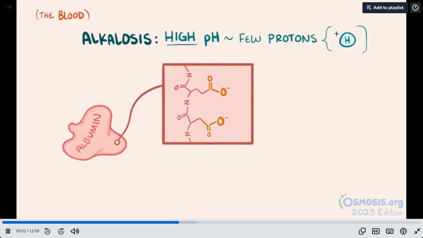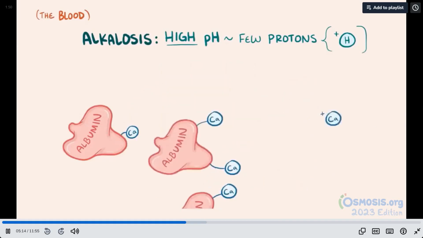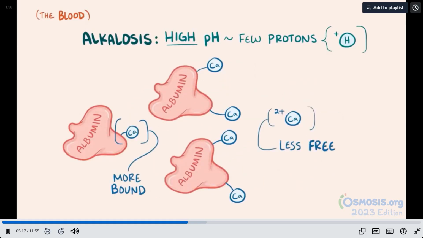More COO- groups tend to make albumin more negatively charged, and since calcium is positively charged, opposites attract, and the negatively charged albumin latches onto calcium, which means there's more bound calcium and less free ionized calcium in the blood. And so even though the total levels of calcium are the same, there's less ionized calcium, which is the one that's important for cellular processes and can lead to symptoms of hypocalcemia.